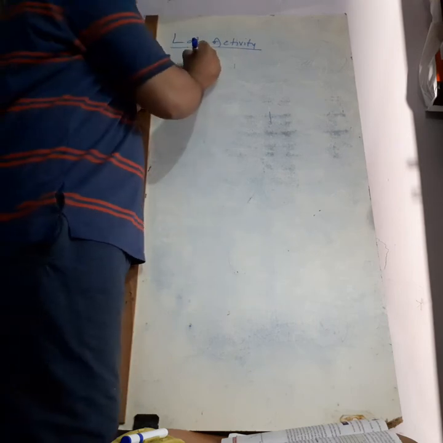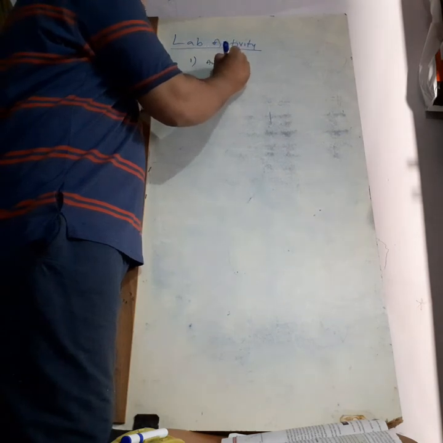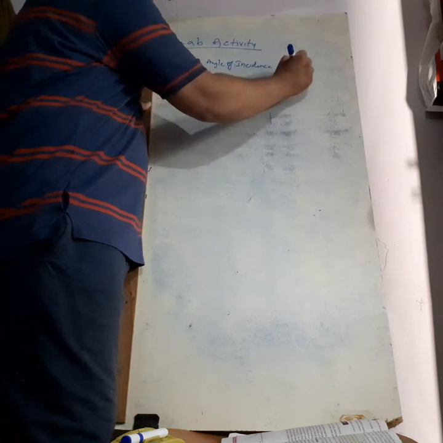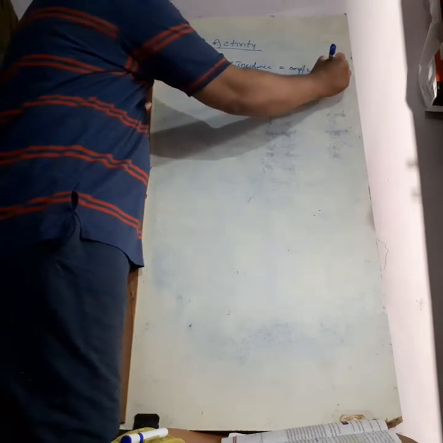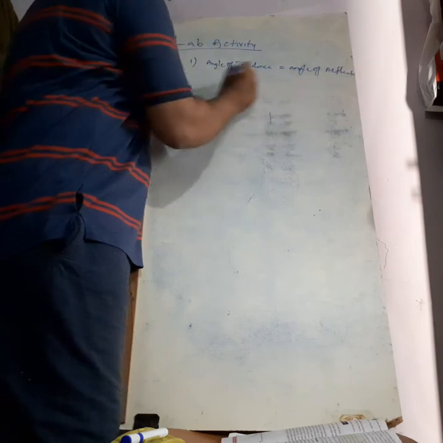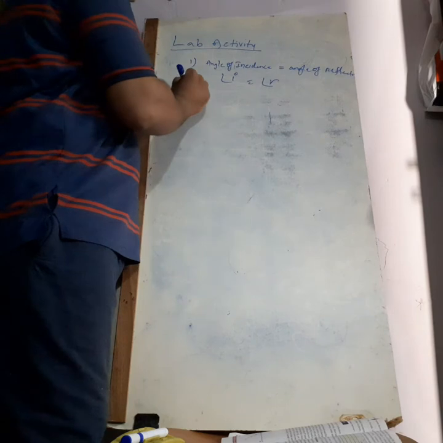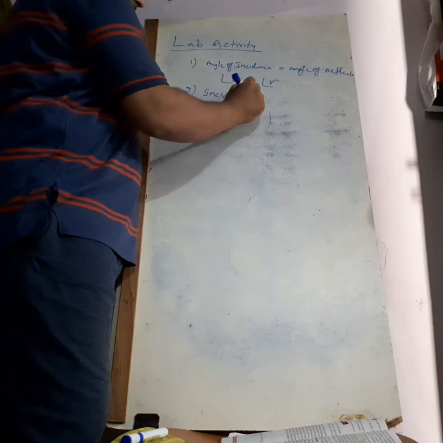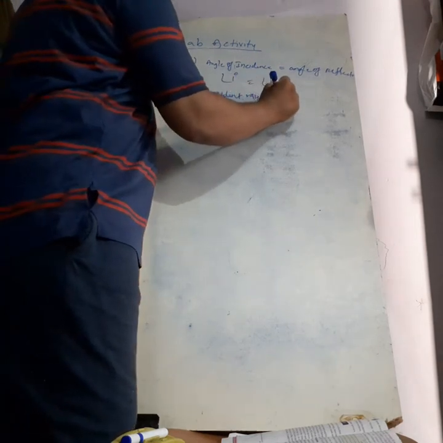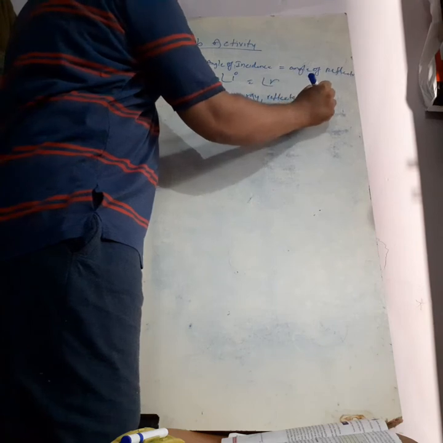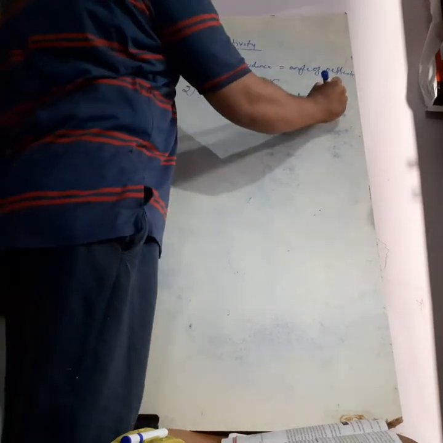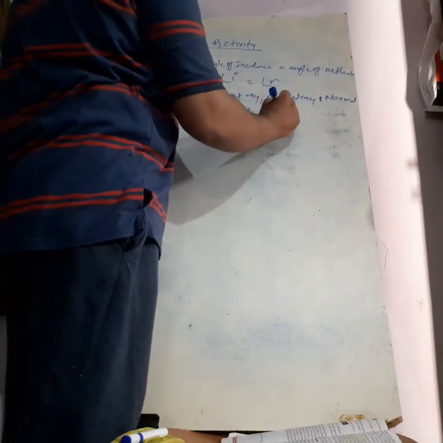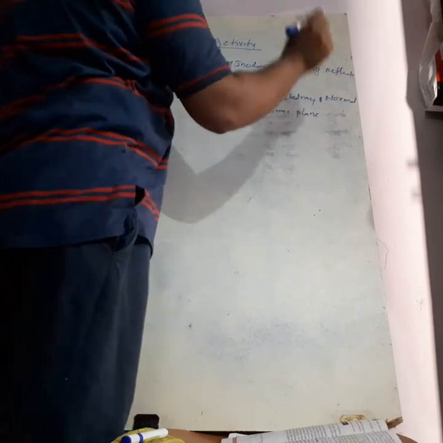Two laws are there. The first law is that the angle of incidence is equal to the angle of reflection, which means angle I equals angle R. The second is that the incident ray, reflected ray, and normal lie in the same plane. These are the two laws we need to verify.